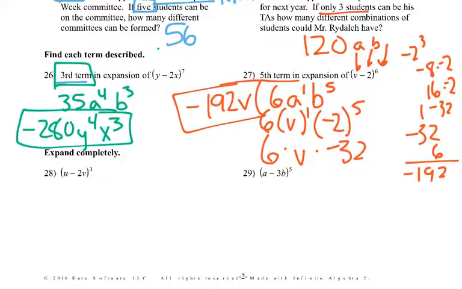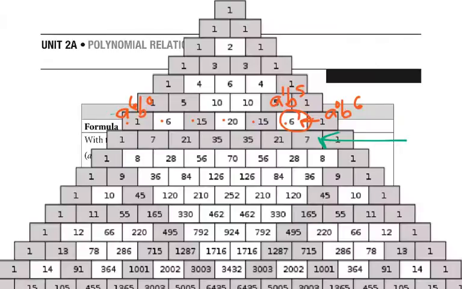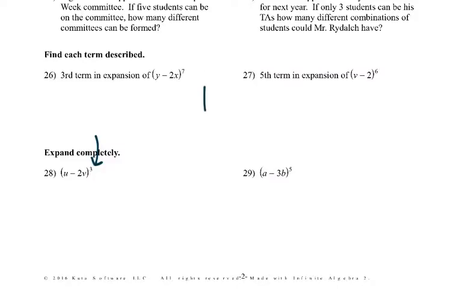Okay, now the last two are going to be the craziest. What they want us to do here is expand these completely, so now we've got to go through the whole process. Once again, we look at that power, 3, so we're on row 3 right here. We've got 4 terms, and our coefficients are going to be 1, 3, 3, and 1. Now it's going to be a to the 3rd, b to the 0, plus 3 times a squared, b to the 1st, right?